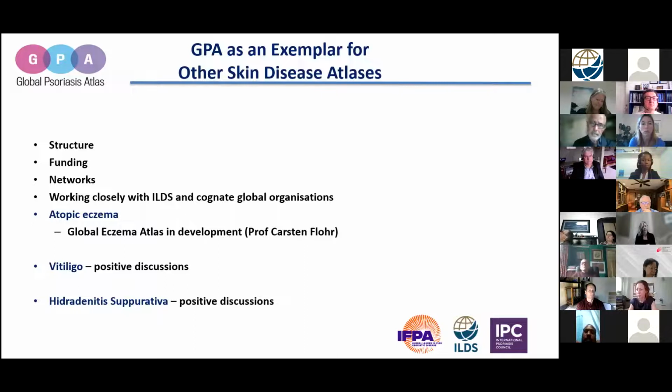And then to close, the GPA has now been running for 5 years, 6 years. It has now been looked on as an exemplar by the ILDS for other skin disease atlases. Our structure, the funding, the networks, as I've described to you. And we've had very positive and progressive discussions with the Atopic Eczema Group. And in fact, that's now moving forward with some pilot funding from the ILDS for Professor Carsten Flohr to put together a global eczema atlas. And then we've had good discussions with the vitiligo teams and also hidradenitis suppurativa. So thank you for that.